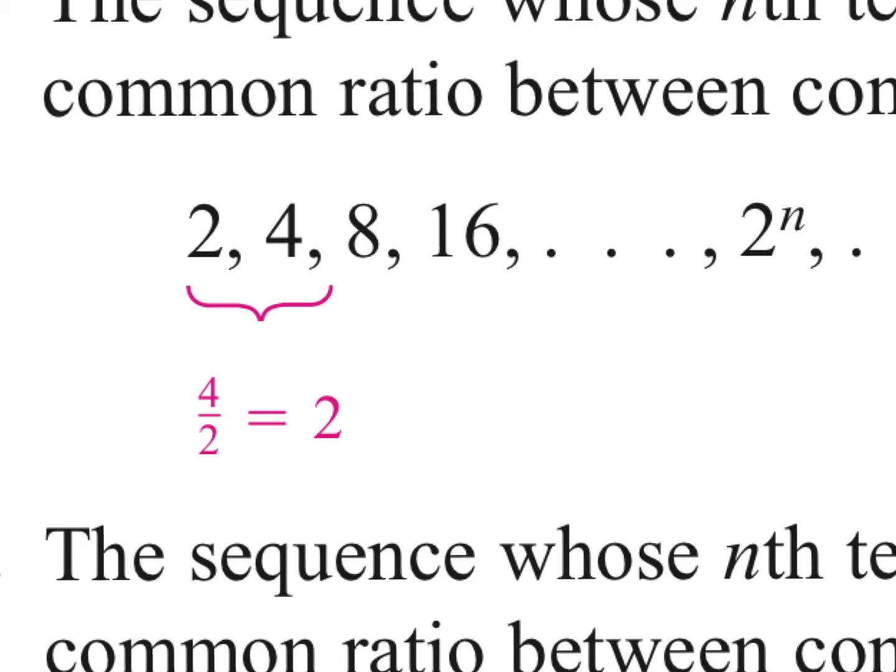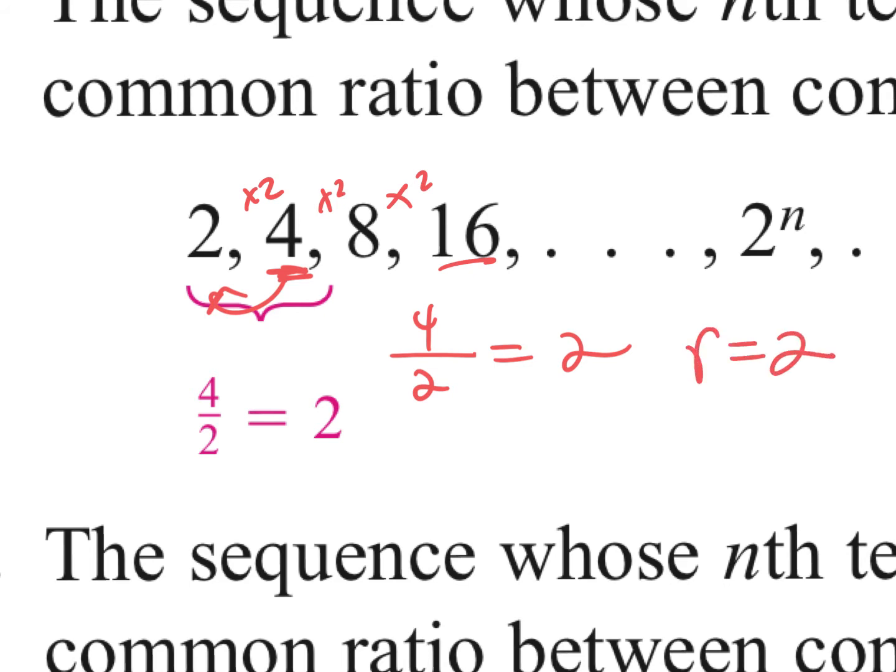So some of us can look at this and say, well, 2 times 2 gives me 4, right? And 4 times 2 gives me 8. And 8 times 2 gives me 16. All right, that's pretty apparent here. But again, as we get to numbers that are either a little bigger or smaller, sometimes it's just easier to take the second term, which is 4, divide it by the first, which is 2, and you get 2. That'll work with any of the terms. You can take 16 and divide it by 8 and get what? 2. So here your common ratio would be 2.